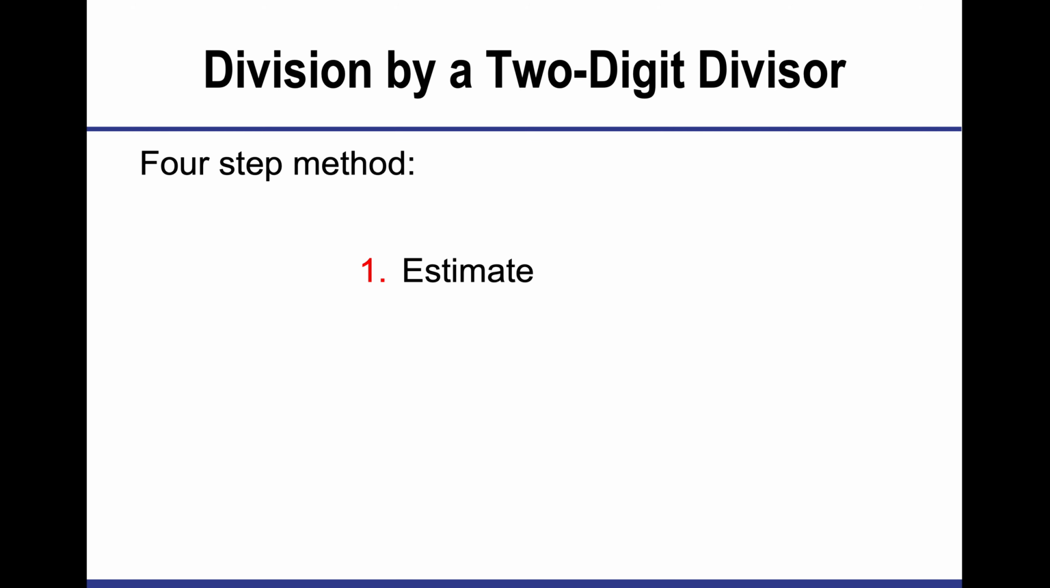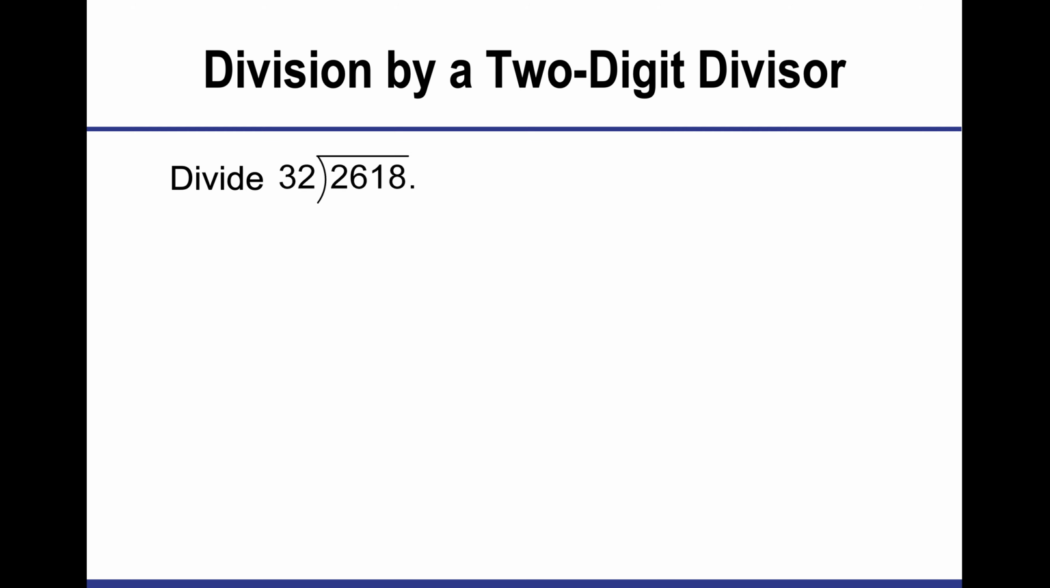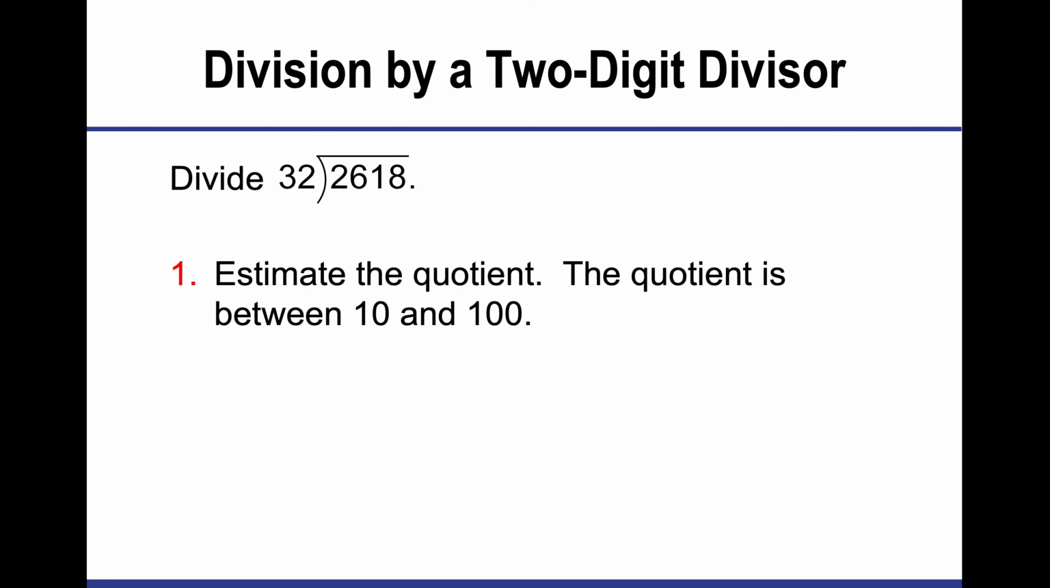For two-digit divisors, we're looking to estimate, multiply, subtract, and then compare or check our answers. This is the four-step method for division. As we all know, students struggle a little bit with division, so we're trying to equip them with ways to guesstimate a little bit and to also understand their answer in the context of what's happening.